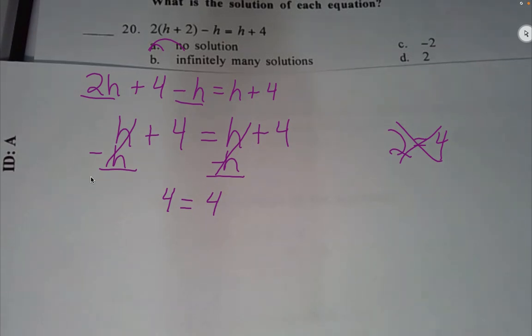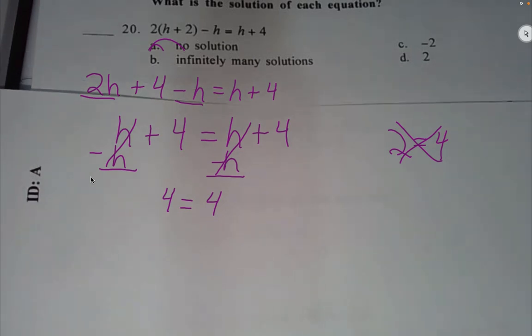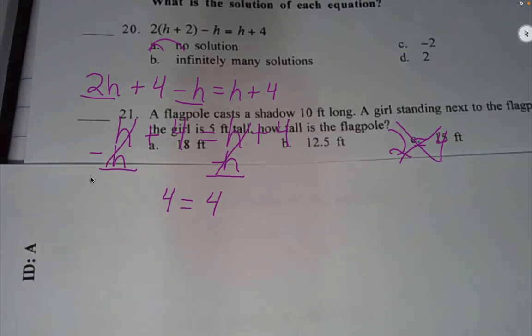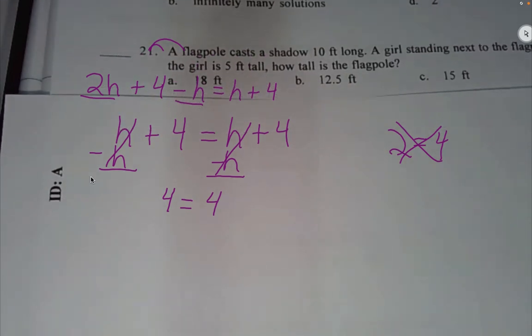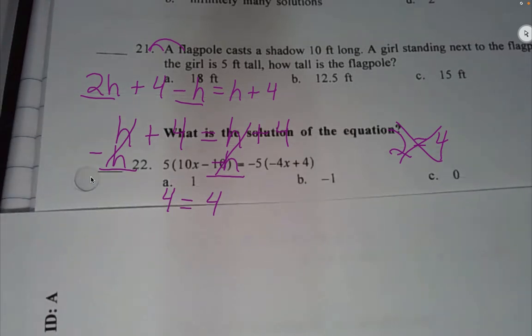Everybody's got that one? 21 same as number 10. Oh, yeah, and I don't think I'm going to do this one because I don't think it's on there. So I think I'm not going to do that one. There was another one I wasn't going to do too.